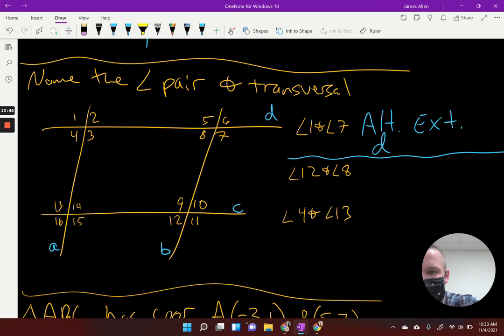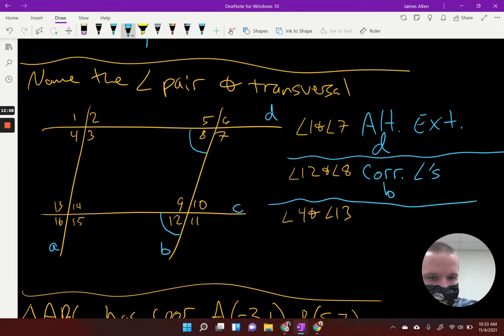We have 12 and 8. So 12 is this one here. 8 is this one here. Those are corresponding angles. And then my transversal here would be B. It's the one that touches both angles. D was hitting both angle 1 and 7. In this case, B is hitting both angles 12 and 8. Okay? And the last one, 4 and 13.